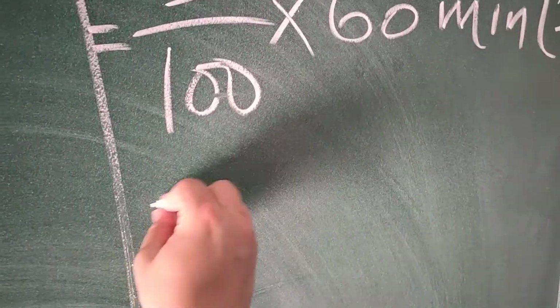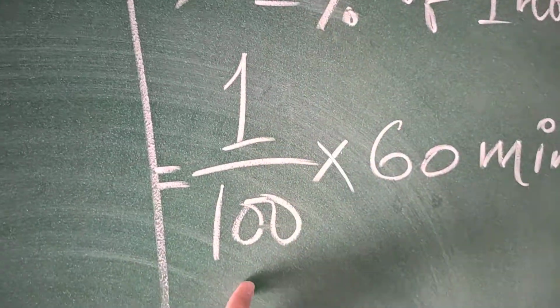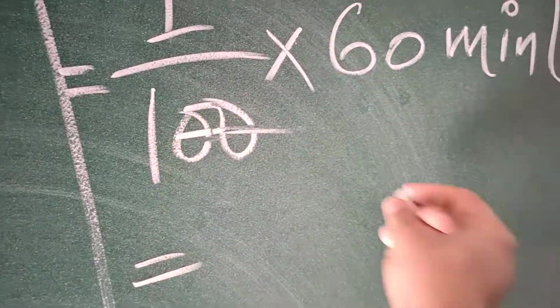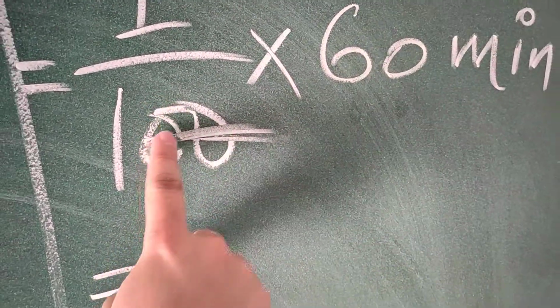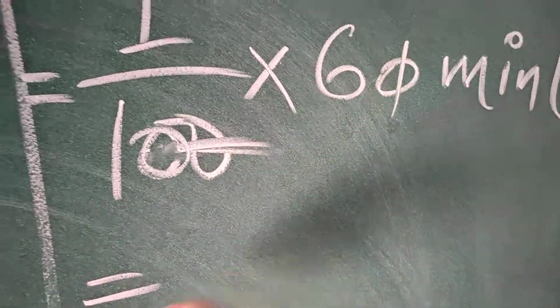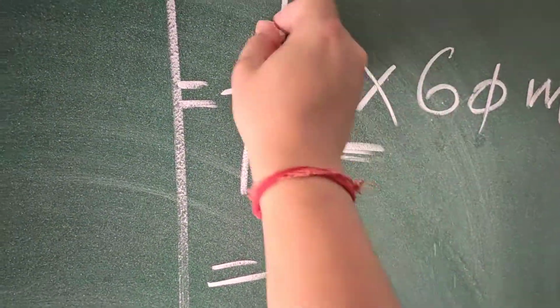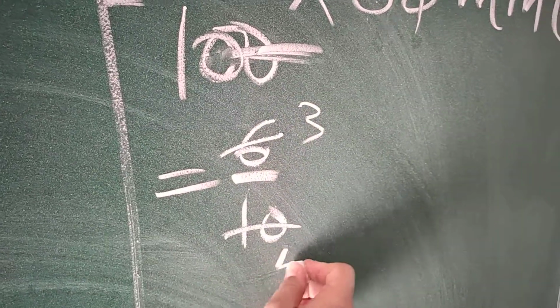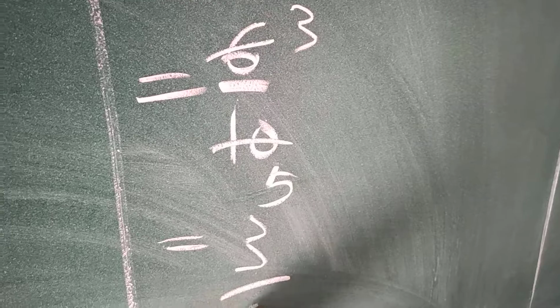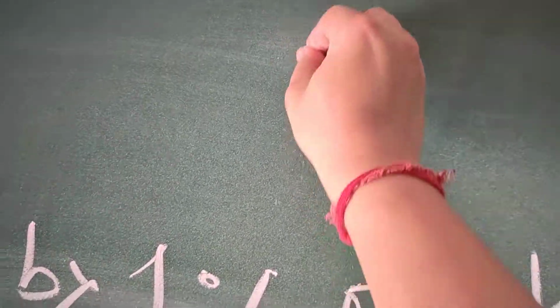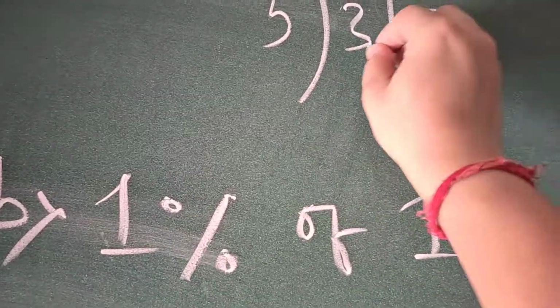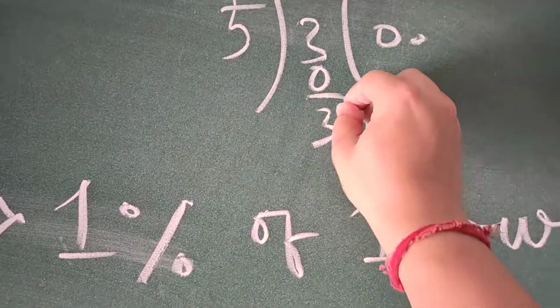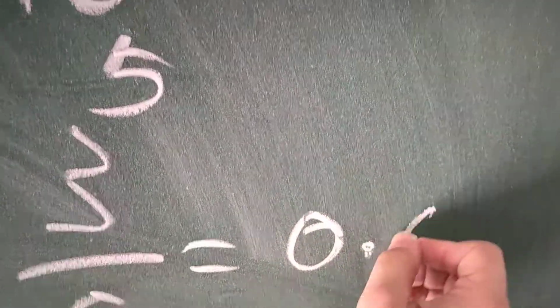So now percentage is removed, dividing it by 100. Now 0, sorry, only 1 0 will be deducted. Now 6 divided by 10. You can deduct more. 2 3s are 6, 2 5s are 10. It is 3 by 5. So you can write 3 by 5 as 0.6.